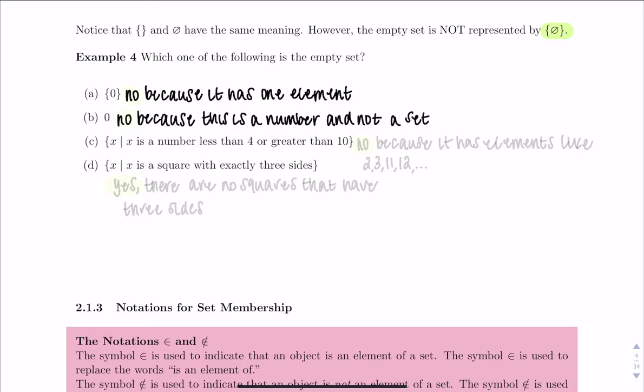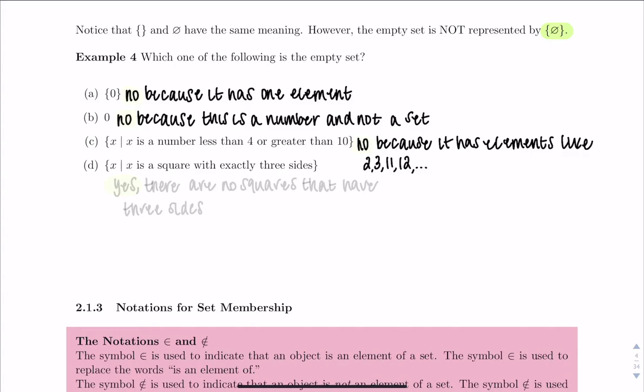What about X such that X is a number less than 4 or greater than 10? So it can be less than 4 or it can be greater than 10. Well, that has a bunch of numbers in it, so it's not empty. This is not the empty set because it has elements like 2, 3, 11, 12, so on and so forth.